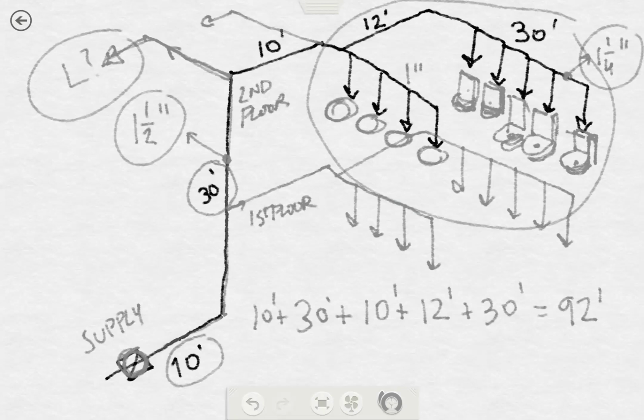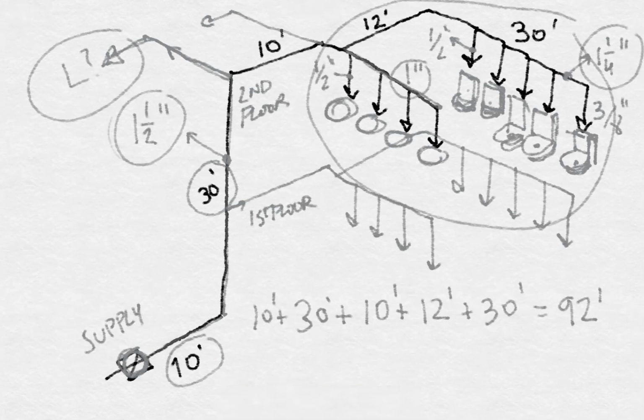And what do I need? Well, you remember that this was 3/8 because it was for the toilets. That was 1/2 because it was for the urinals. That was 1/2 because it was for the sinks. And then we need this branch here, 1 inch. This branch here, 1 1/4, and finally this branch, 1 1/2.